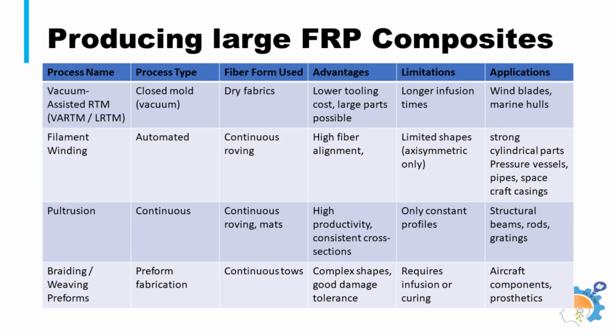Pultrusion is an automated, continuous process where fibers are pulled through a resin bath and a heated die to form a specific shape, such as profiles, rods, or bars.